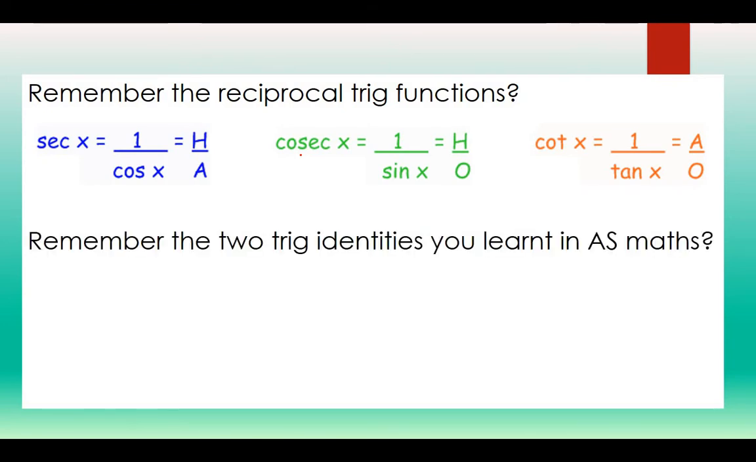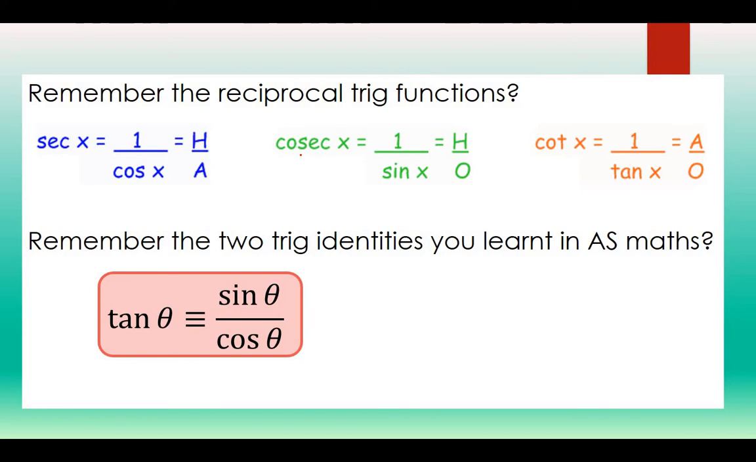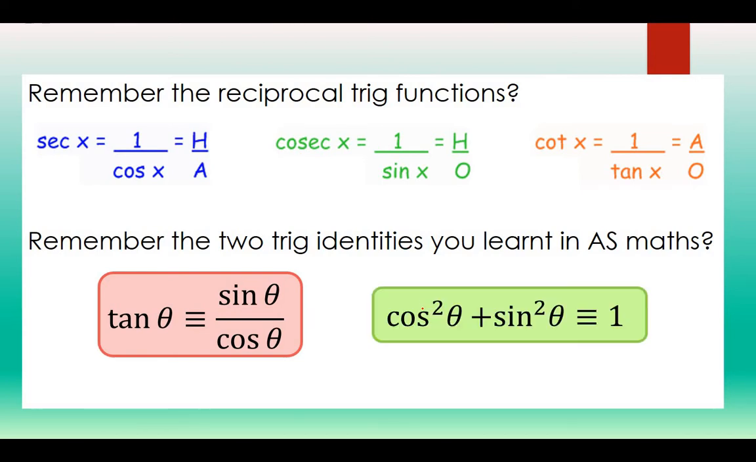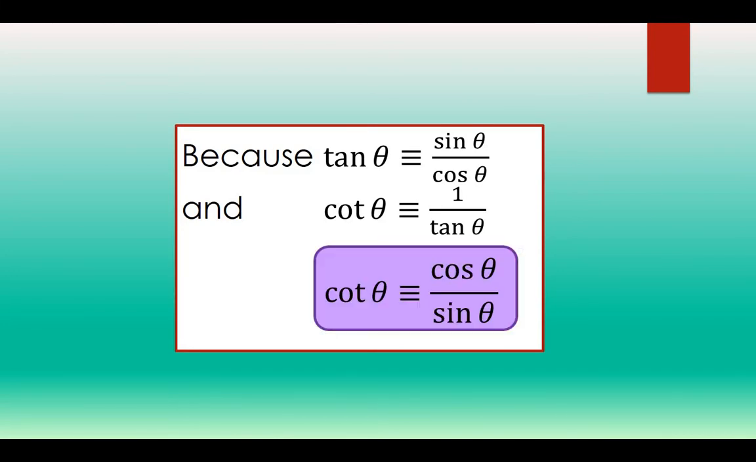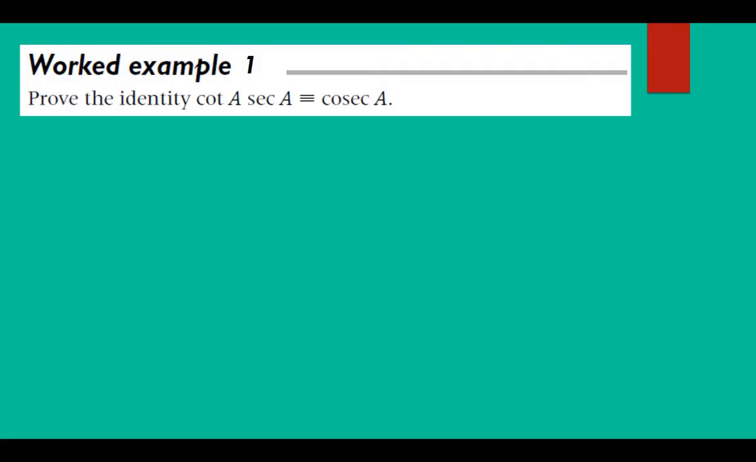Okay, in AS you learnt two identities, one for tan and the Pythagorean identity. It's called that because if you draw a little right angled triangle you can prove it based on that. We're going to combine these to get some new identities. Let's focus on the tan first of all. So we've learnt about cotangent, that it's the reciprocal of tan. So if tan is sine over cos, we can take the reciprocal of that to get an identity for cot. Let's try an example based on that.